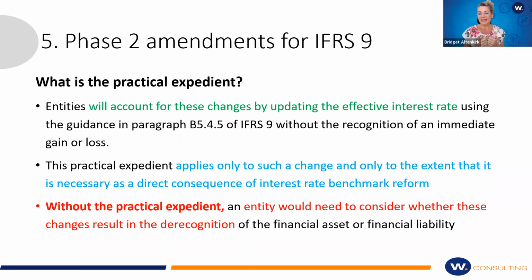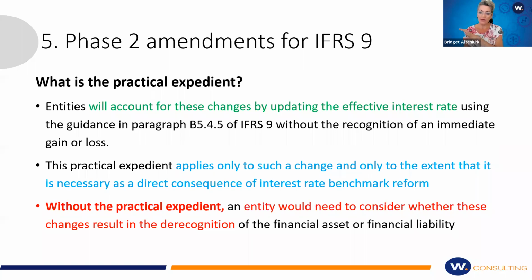So where there is a substantial modification, there is a gross recognition and derecognition of the old and the new instrument, which will then have a significant impact on the statement of profit and loss from a disclosure perspective. If a modification is not substantial, you can just remeasure the liability, calculate the net, and take it to P&L.